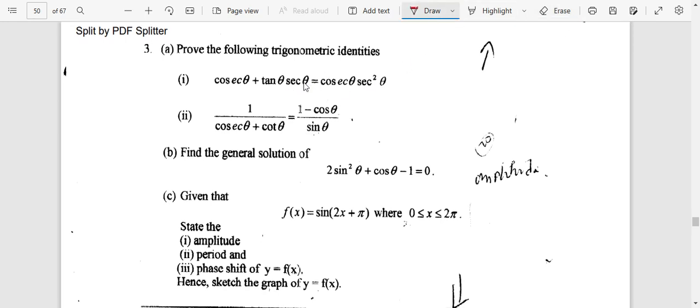Prove the following trigonometric identities. First one, cosec theta plus tan theta sec theta is equal to cosec theta sec squared theta. Now, you need to look for the side that is a bit complex, that you think you are able to show. Which side should we use? Is it the left hand side or the right hand side? So this one is the left hand side. This is the right hand side. So which one should we prove? Which one looks a bit complex?